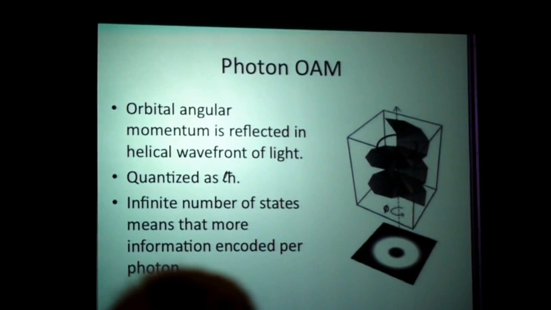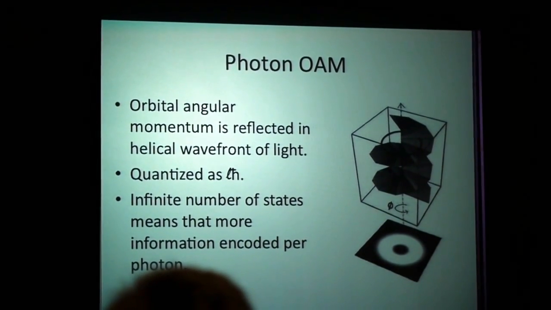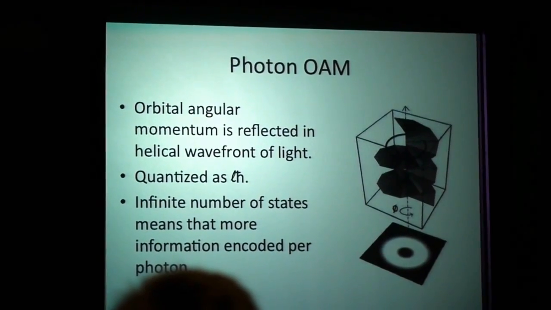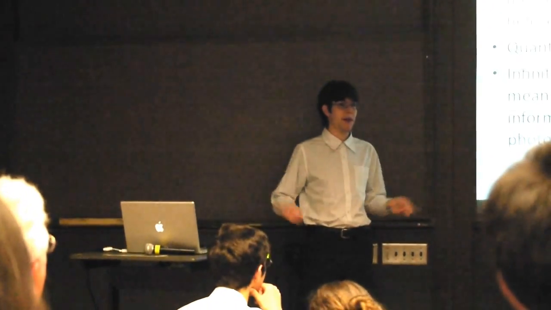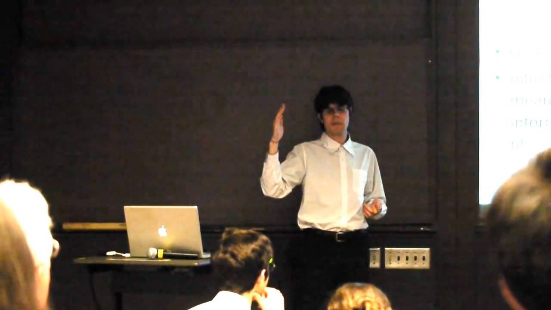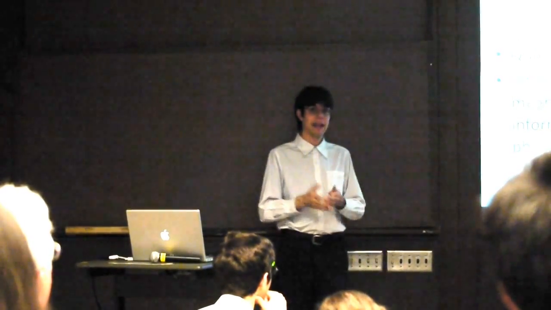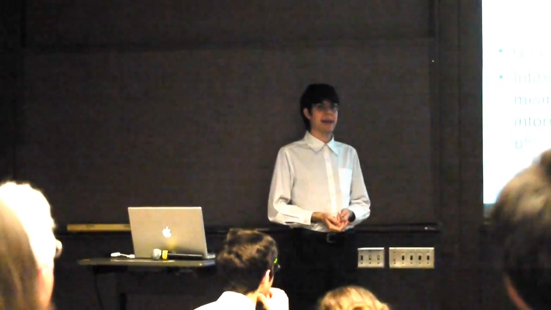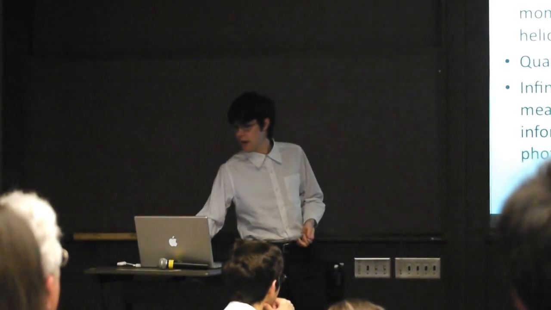And the angular momentum of these beams is quantized by L h-bar. So L can be any integer. And the fact that it can be any integer means that we have an infinite number of quantum states, whereas with polarization we just have horizontal and vertical polarization. So it's a two-dimensional system. You can have a qubit of information. Here you can have a higher dimensional bit. And so that means you can do more different kinds of quantum communication experiments.